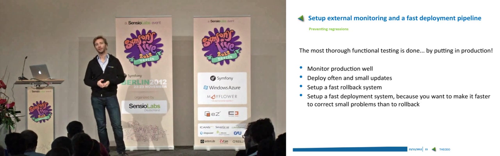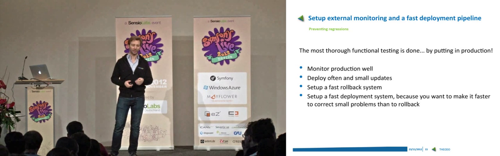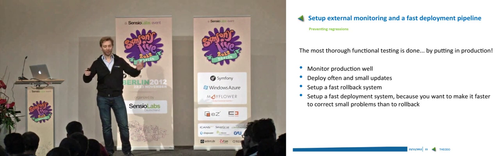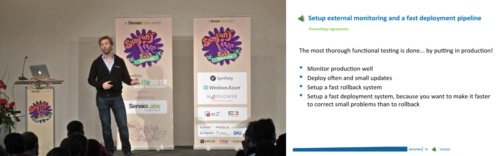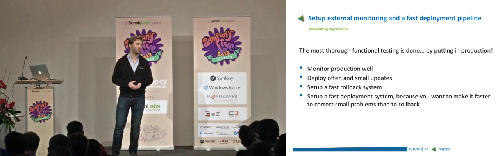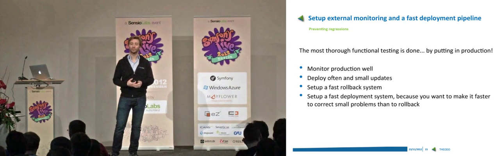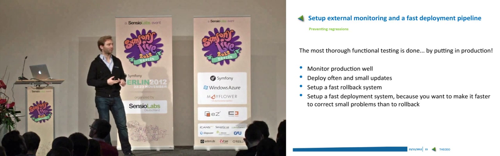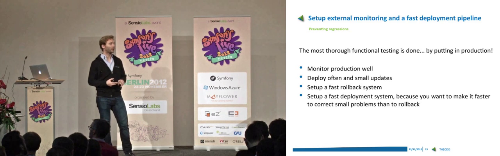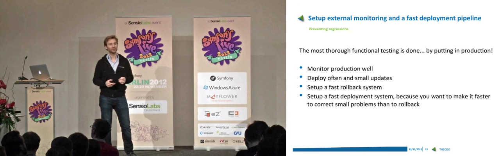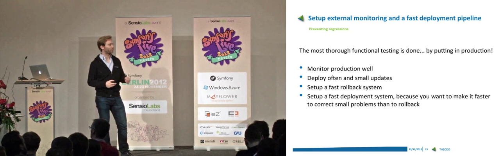Now, to be really pragmatic, functional testing is nice, and it's okay, you're testing the most critical aspects, but the truth is you're never testing the small subtleties of your big, huge legacy application. And the most thorough way to functionally test it is to put it in production. So let's be pragmatic about it and make it possible to react quickly when there's a problem in production. So of course you need to have a monitoring strategy and a strategy of deploying often and small updates. This is all, you know, things which are also recommended by the whole DevOps movement.